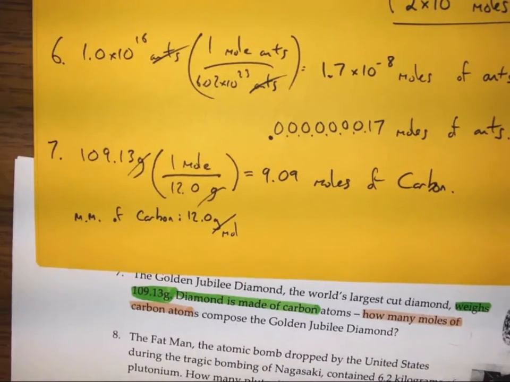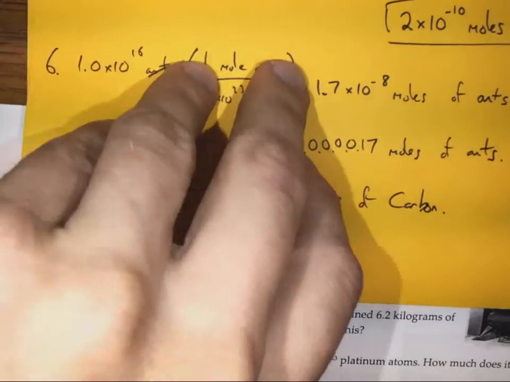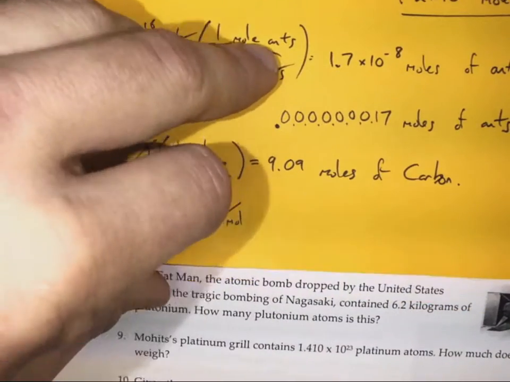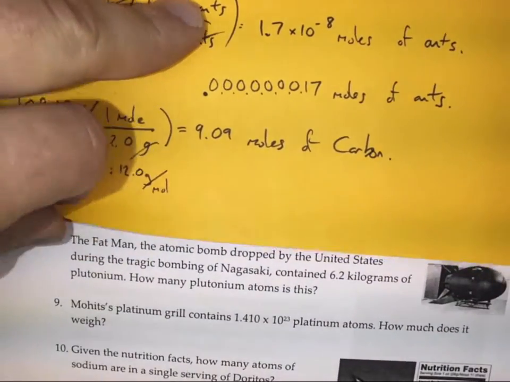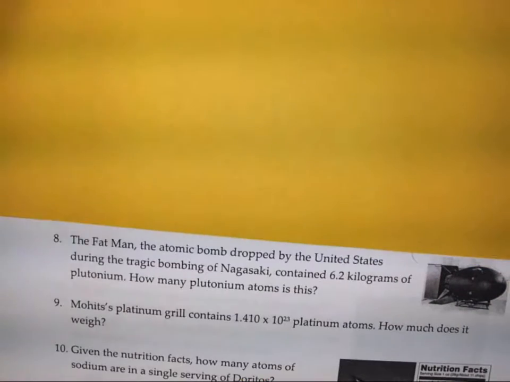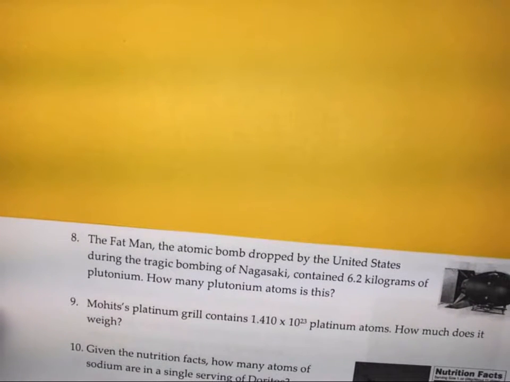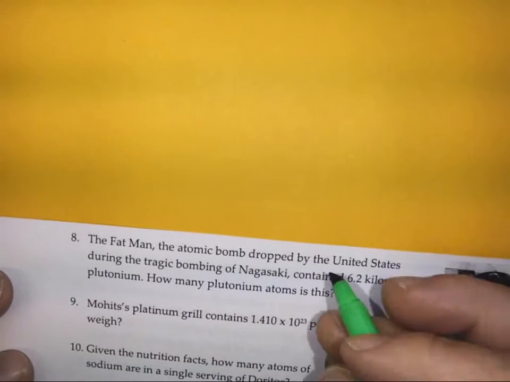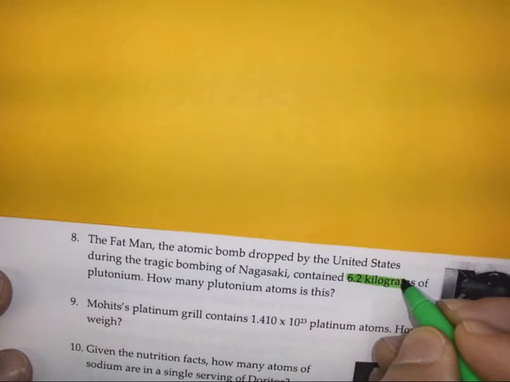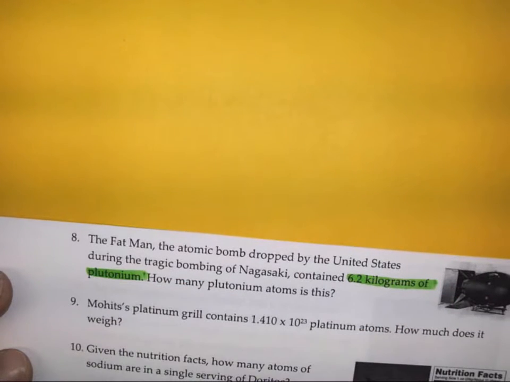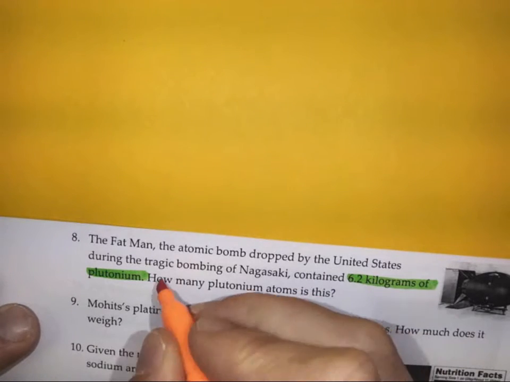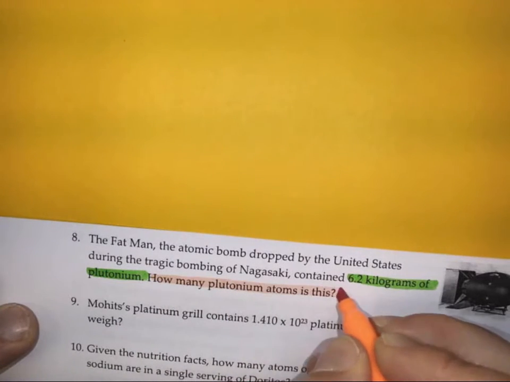All right. Moving on, we'll look at the Fat Man, one of the 2 nuclear bombs that were used in an attack by the United States on Japan. It contained 6.2 kilograms of plutonium. And the question asks us how many plutonium atoms is this?